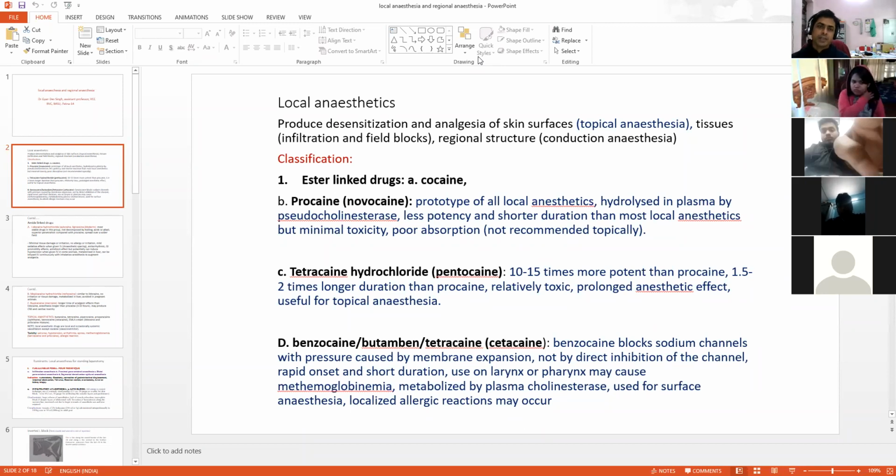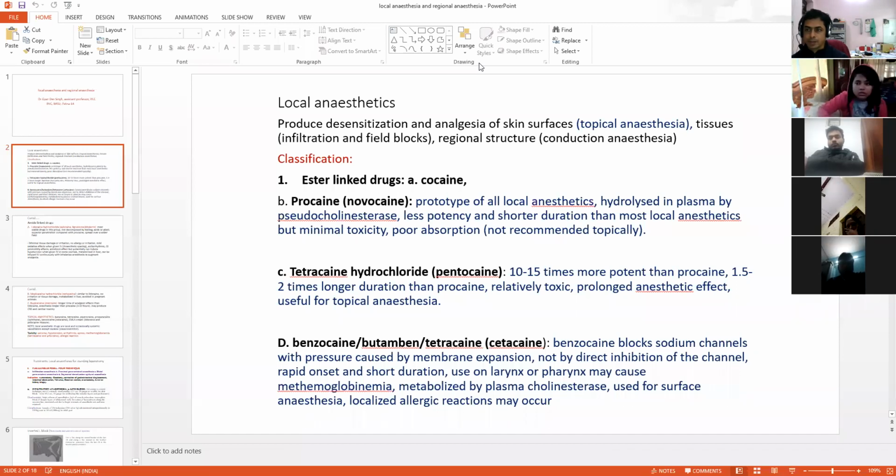Another classification of local anesthetics is based on the duration of action: long acting, short acting, ultra short acting. I am giving you an assignment: classification of local anesthetics on the basis of duration of action, ultra short acting, intermediate acting, long acting. Note these down and tell me in the next class.